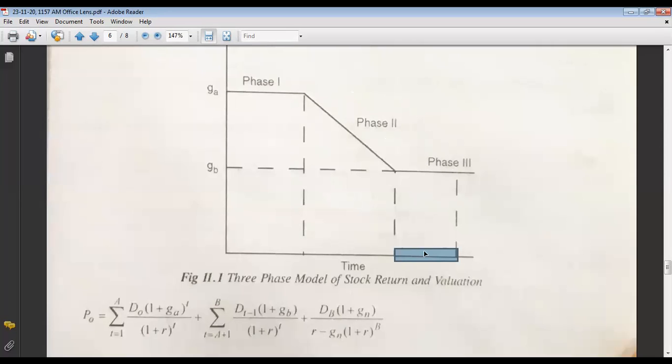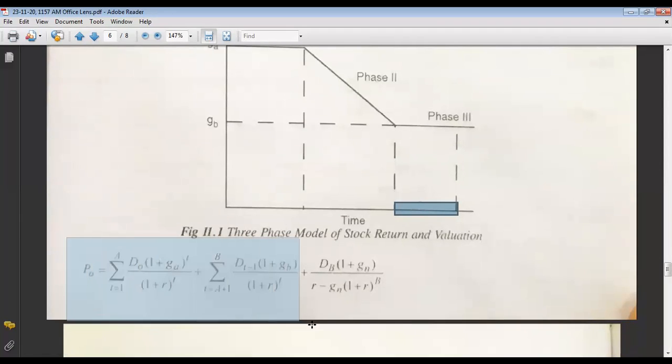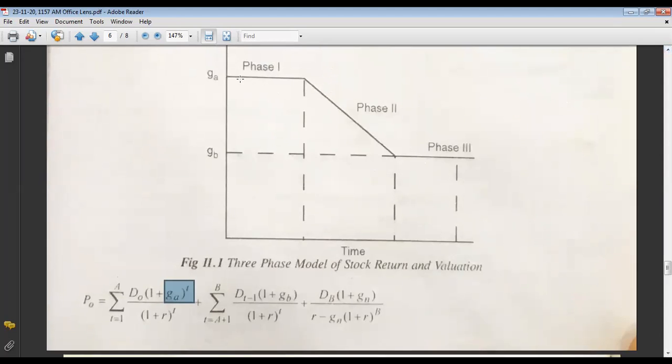So depending on all these parameters, we get a formula for a three-stage model. So this is the formula for the three-stage model. Now please understand, as I said, you have experienced growth of GA till time t. So this is this part. You are experiencing a growth of GA, and this is available till time t. After that, the growth stops.